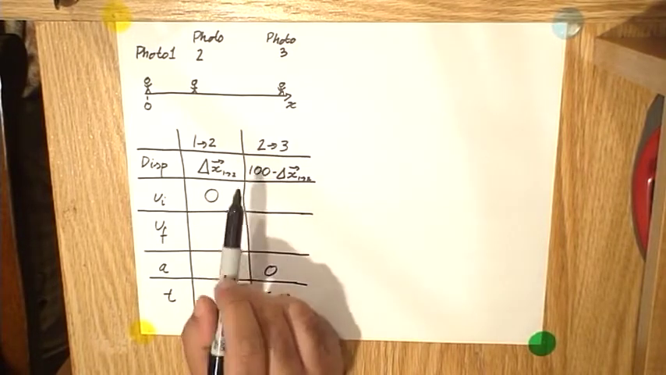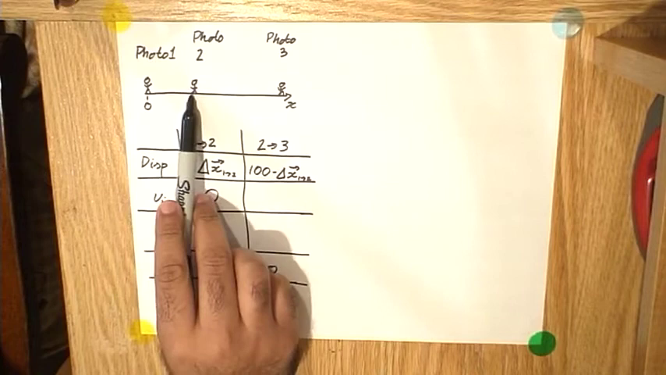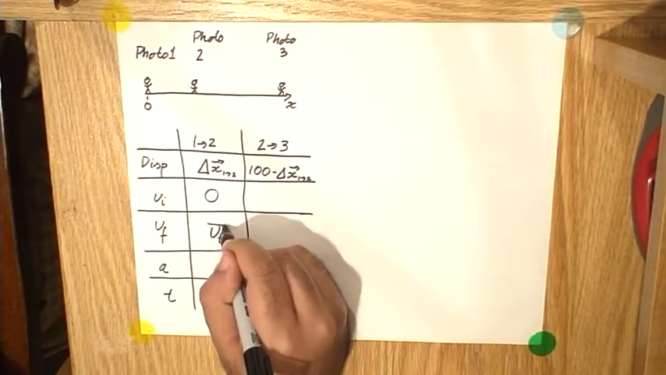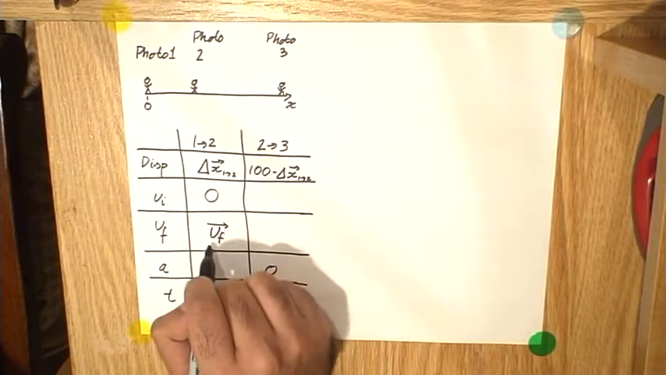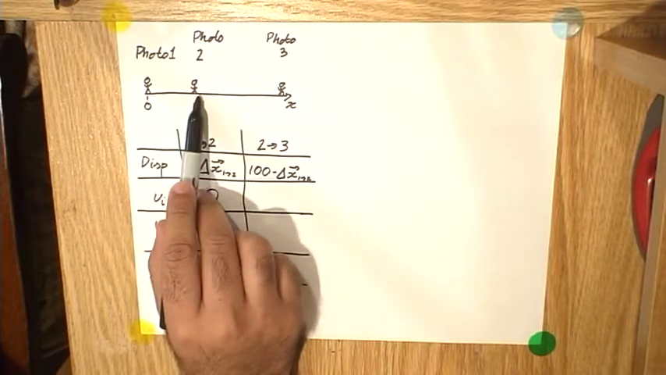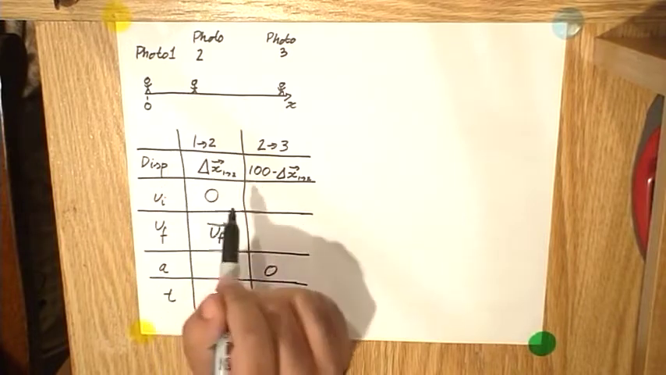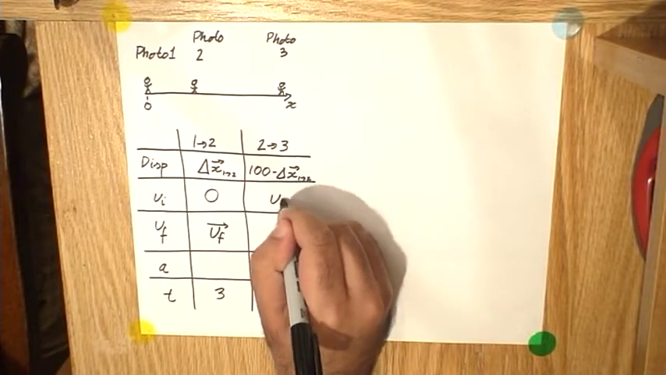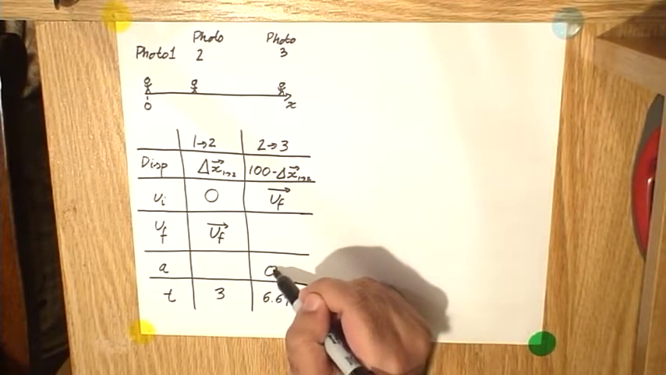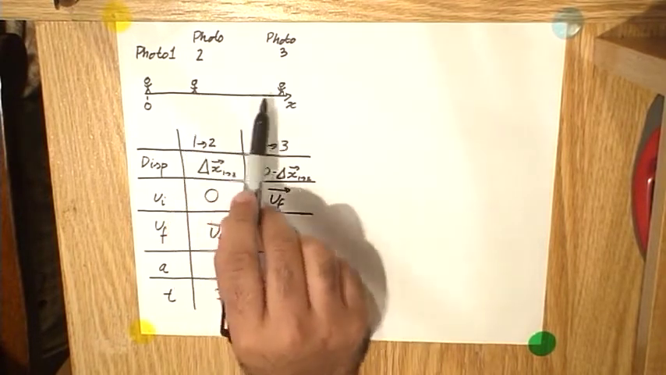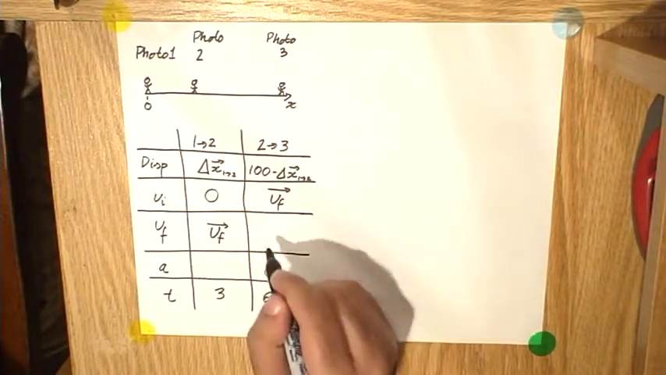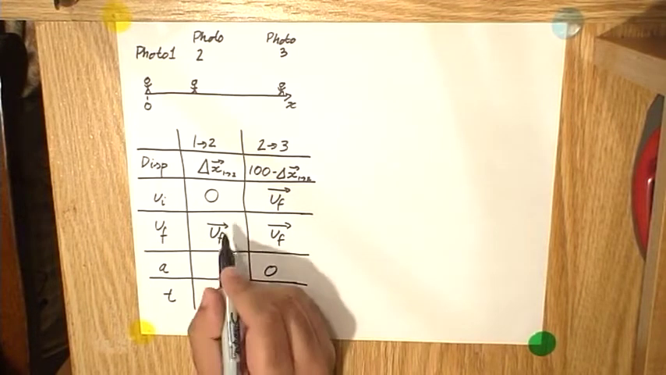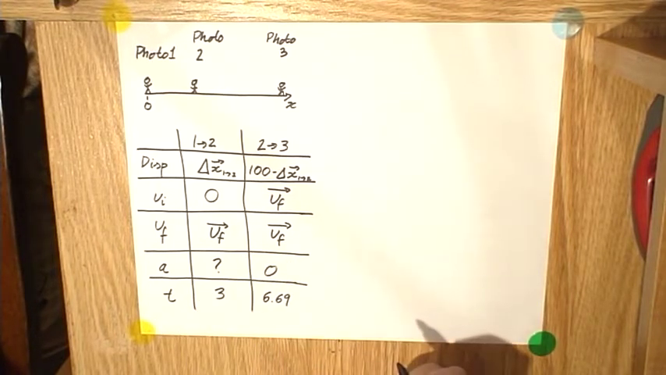Now, his velocity at photo 2 is unknown. So let's just call that Vf for the moment. But his final velocity in this phase, between photo 1 and photo 2, must also be his initial velocity in the second phase. And since he isn't accelerating, his final velocity in the second phase, that is at photo 3, must also be V final. We do not know what his acceleration was over here.